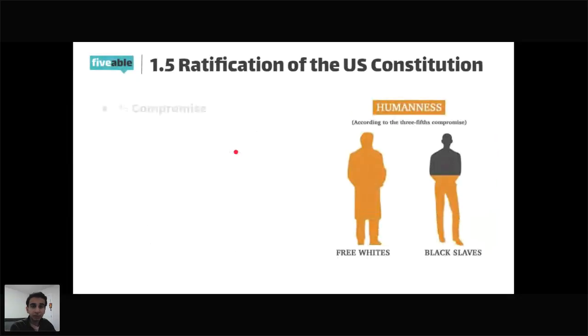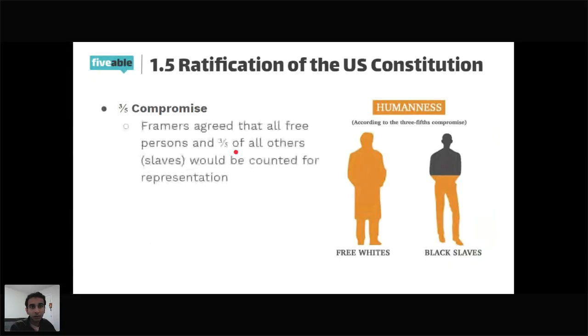The next compromise is the 3/5 compromise. Basically, what the framers said was that all free people, so basically all white people, would count as one person, and then all slaves, they basically just said 3/5 of others would be counted for representation. So, in terms of your view or what you think, who do you think wanted slaves to be counted as a full person, the South or the North?